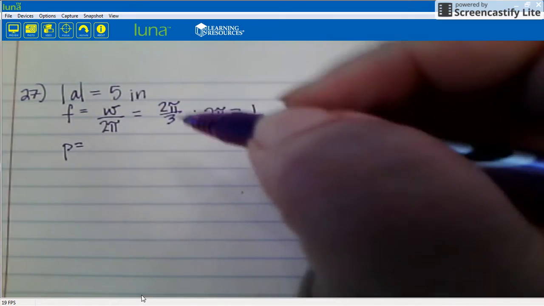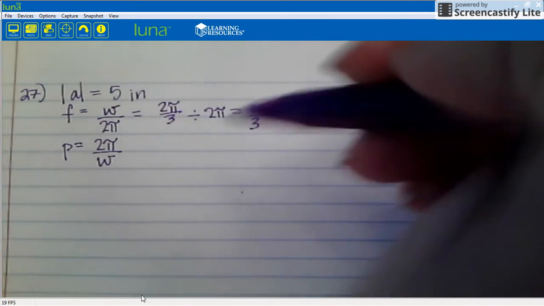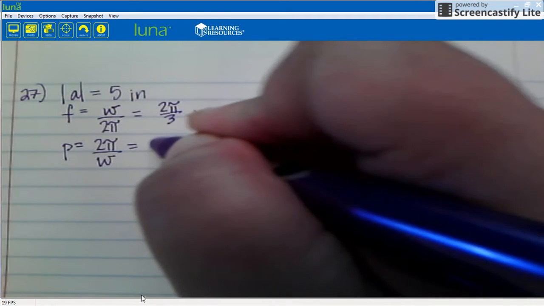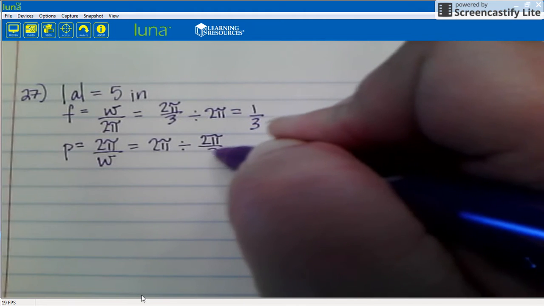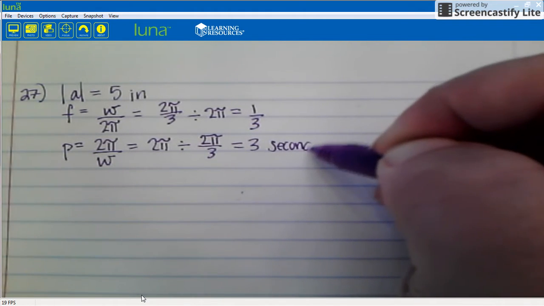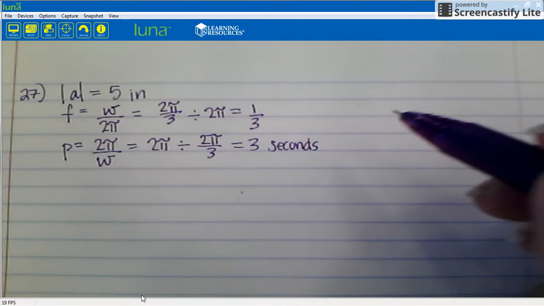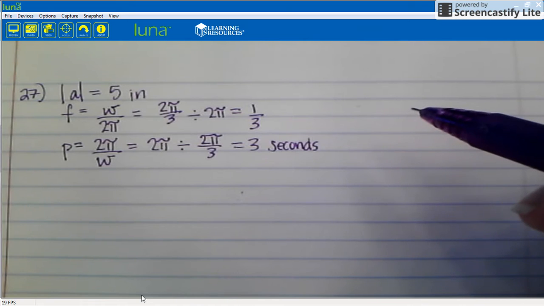And my period in this case is going to be 2 pi over W, which again is going to be 2 pi divided by 2 pi over 3, which is going to be 3 seconds, which would make sense because if I have 1/3 of a cycle in each second, it will take me 3 seconds to complete an entire cycle.